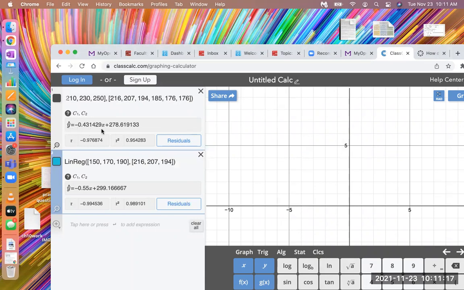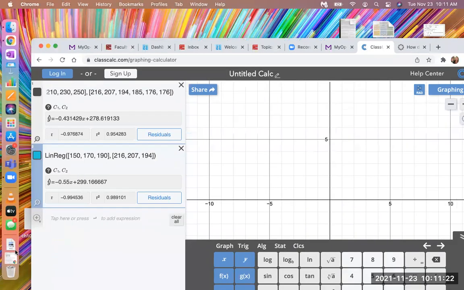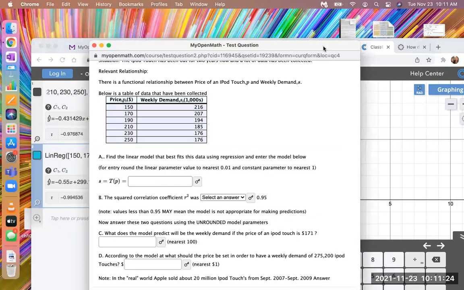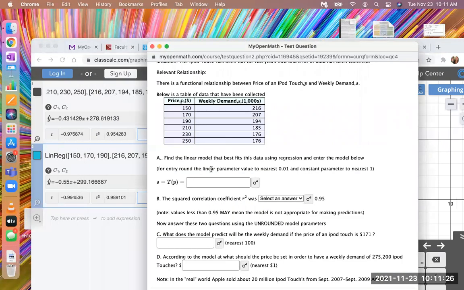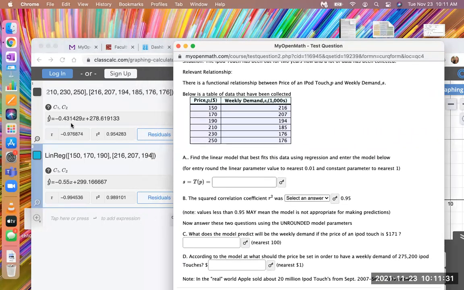Here's your line. And so they said round the linear parameter value. I believe they're talking about the slope here, the slope value. And then the constant, well, the constant is this term right here. So I believe they want that just rounded to 1. So they're probably going to say negative 0.43 x plus 279. So yeah, that's exactly what they want here.